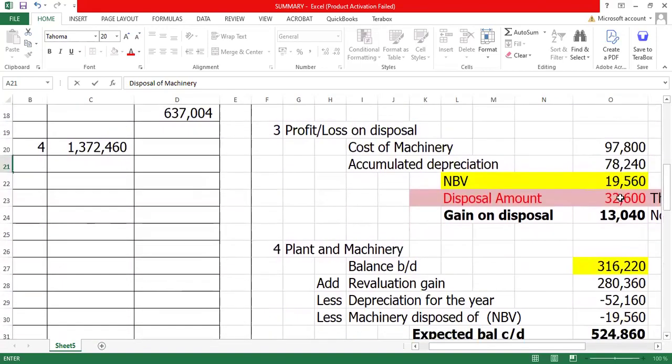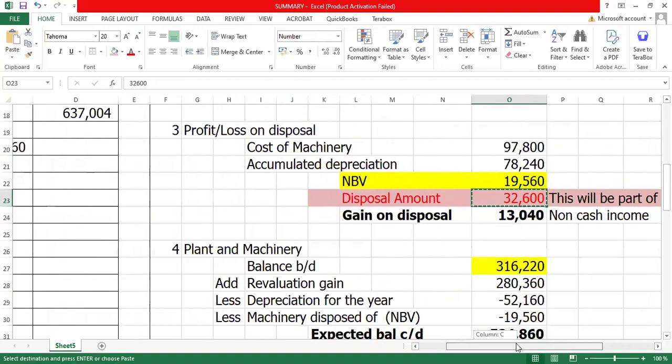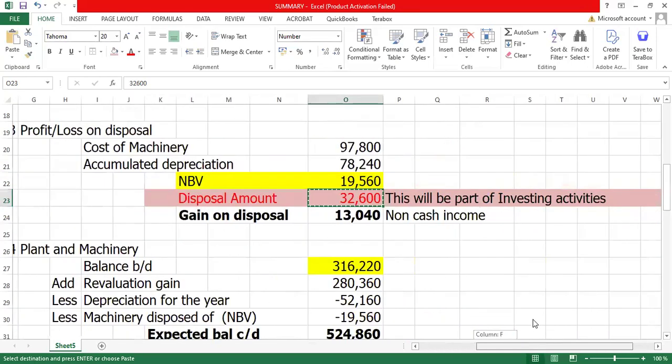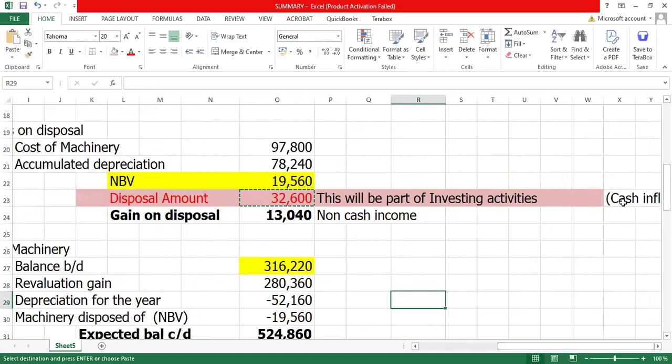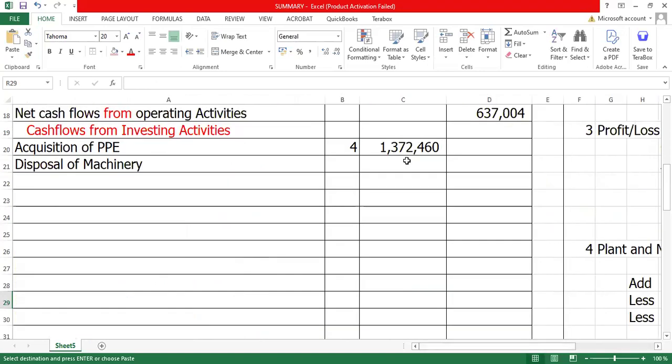Machinery, how much was it? That's where I told you that it will be part of the investing activity as cash inflow. That disposal amount. So this is the cash inflow. You don't put it as a negative. But acquisition of PPE, you put it as a negative because the company is going to spend that money. So in your workings, you put that figure in a bracket.